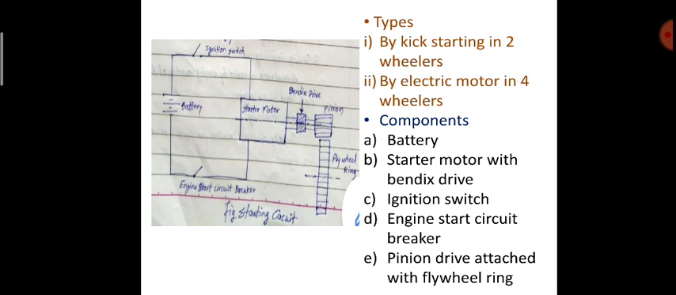This pinion gives the necessary rotating motion to the flywheel at the required speed. Now the flywheel ring is attached with the crankshaft. The flywheel transfers rotating motion to the crankshaft at the desired speed and the engine starts. Now it is necessary that once the engine has started, the starter pinion should disengage from the flywheel ring gear immediately. This is the working of the engine starting system.